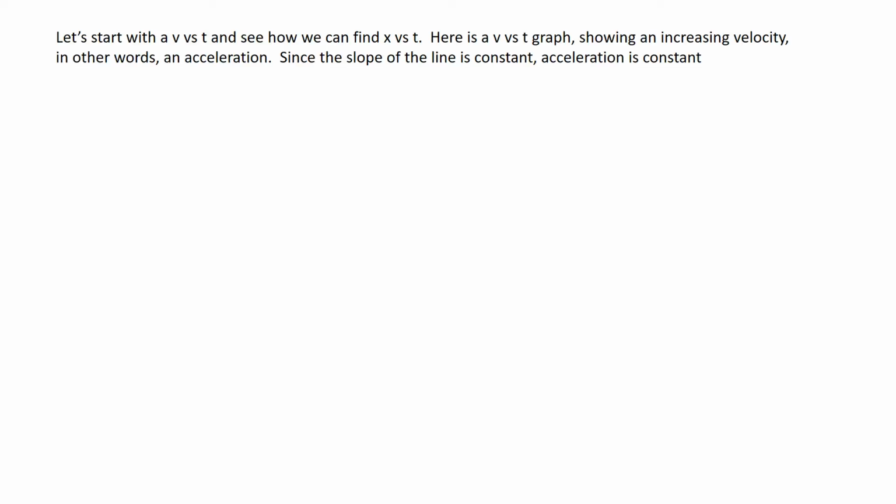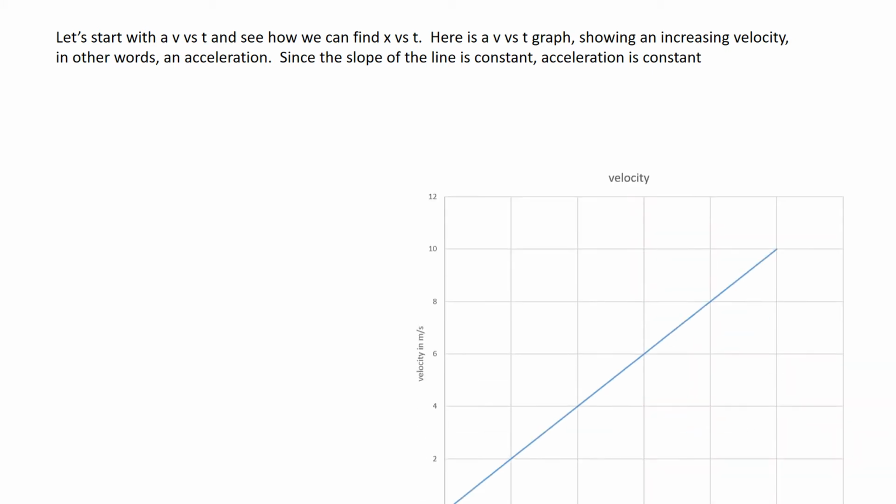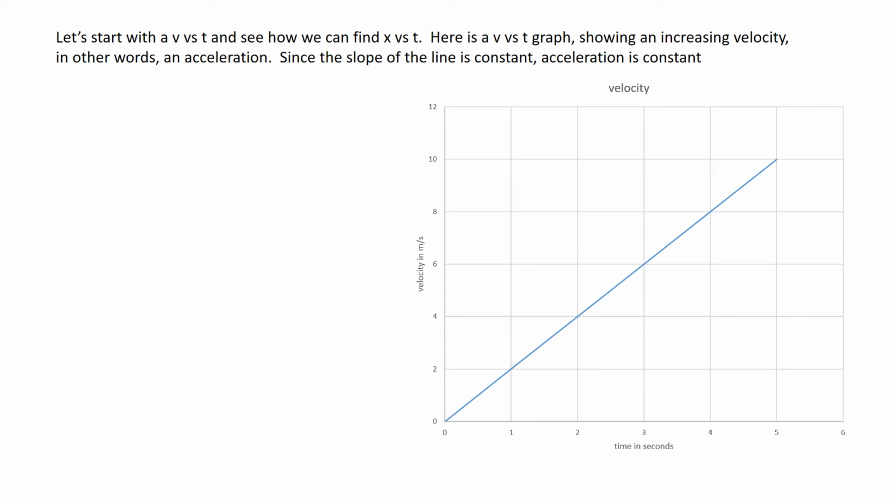Let's start with the v versus t graph and see how we can find an x versus t. Here is the v versus t graph. It shows an increasing velocity, in other words, an acceleration. Since the slope of this line is constant, as we've learned before, the acceleration of this object is constant as well. Let's look at one of our kinematic equations. This is the one that relates x final to x initial, v initial, and v final, and time. It does not have acceleration in it.